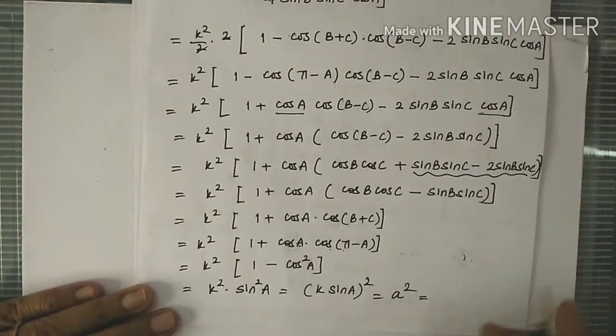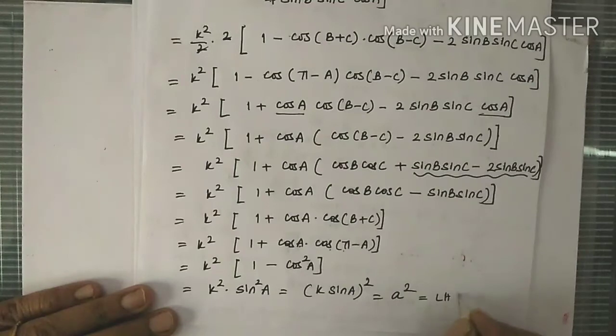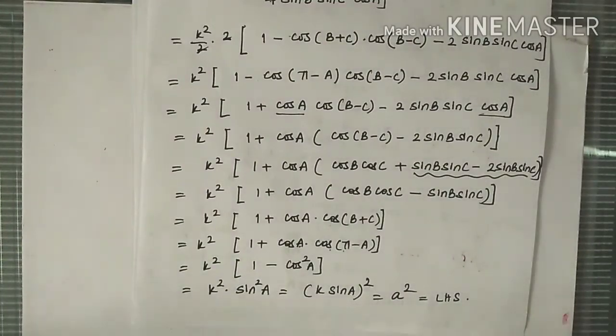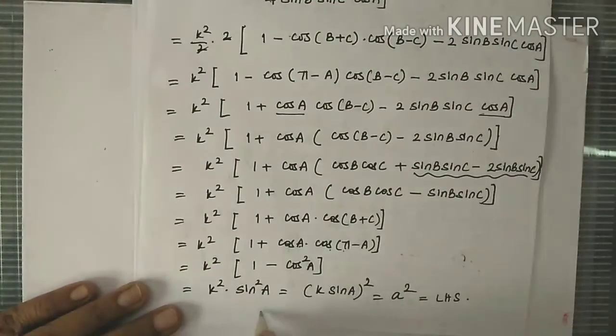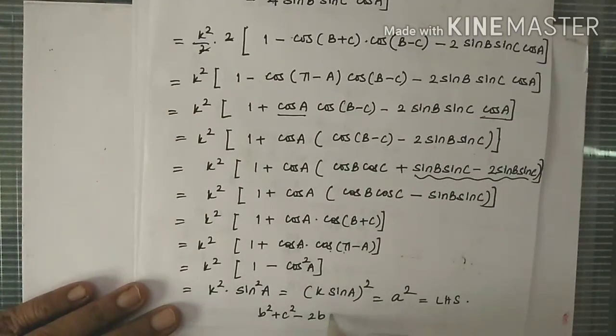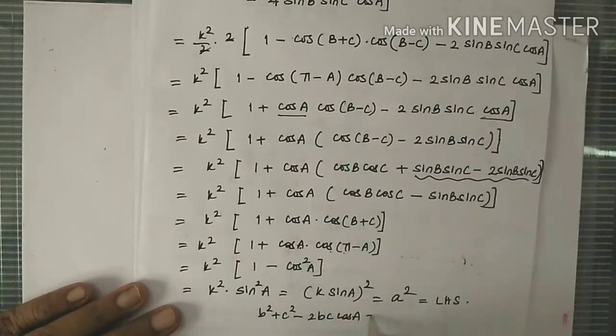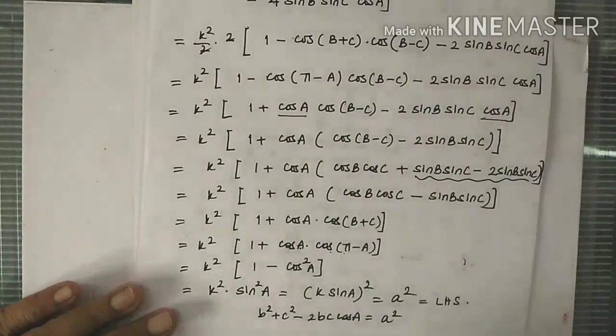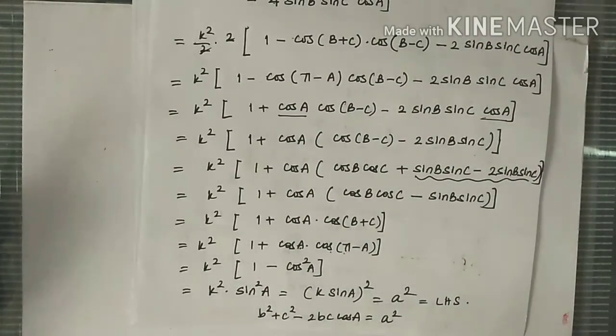So we get a square. We started with the right hand side and now we have the left hand side, a square. So we have b square plus c square minus 2bc cos of A equal to a square, which is the cosine rule. Similarly, we can prove the other 2 things. Okay, in the next video we will start inverse trigonometric functions. Thank you.